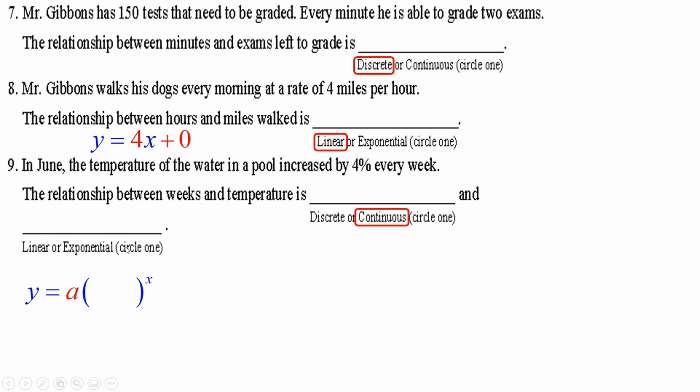Now, if my pool is increasing in temperature by 4% every week, then my common ratio would be 1.04 right there to the x. And of course, that is exponential. So number 9 would be a continuous exponential function. A times 1.04 to the x power.